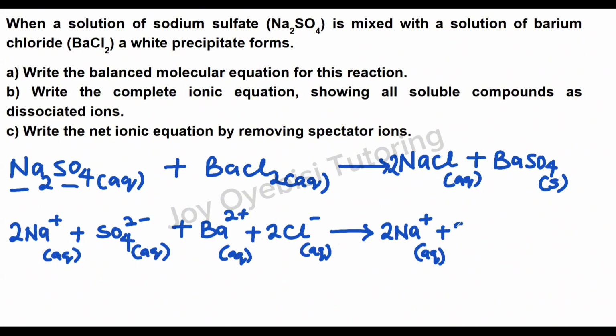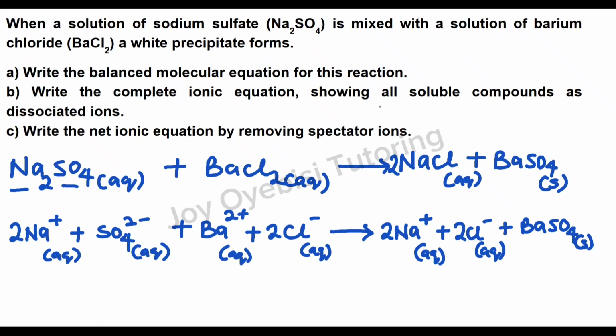aqueous, and 2Cl-, aqueous. Now, the rule is that if something is insoluble, it does not split into ions because it did not dissolve in water. So solid compounds, liquids, and gaseous ones are going to be left the way they are. So you are not supposed to split it unless it's in aqueous solution. So this BaSO4 will be left exactly how it is. And that is your ionic equation, okay?